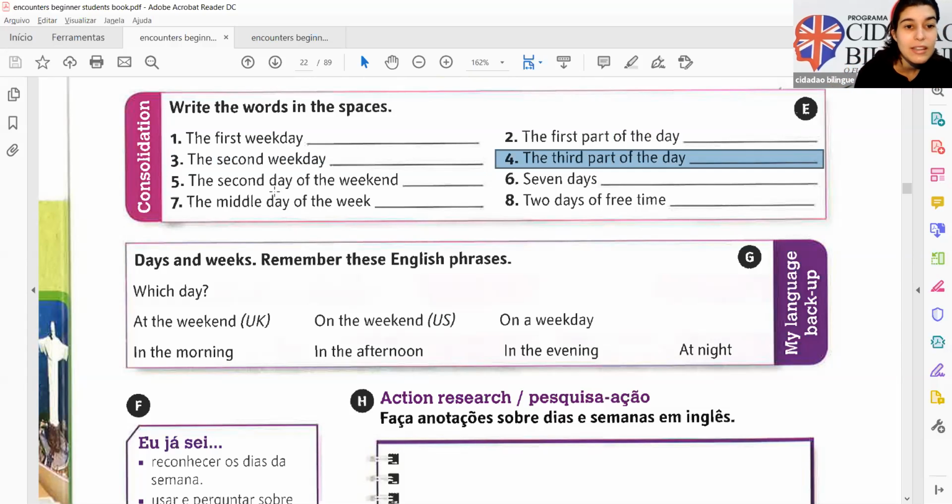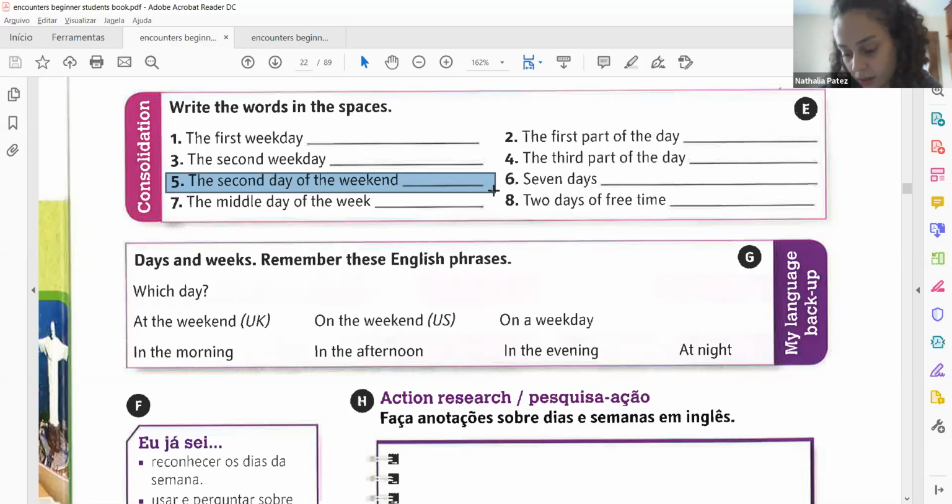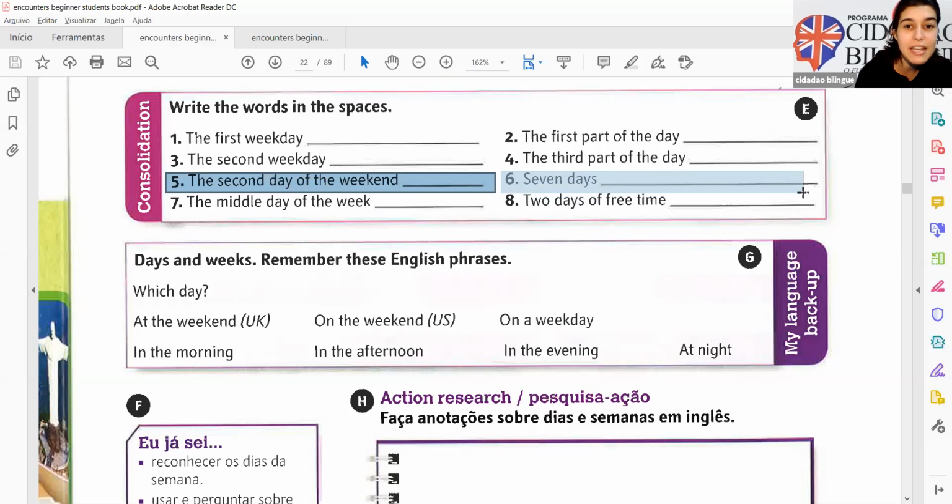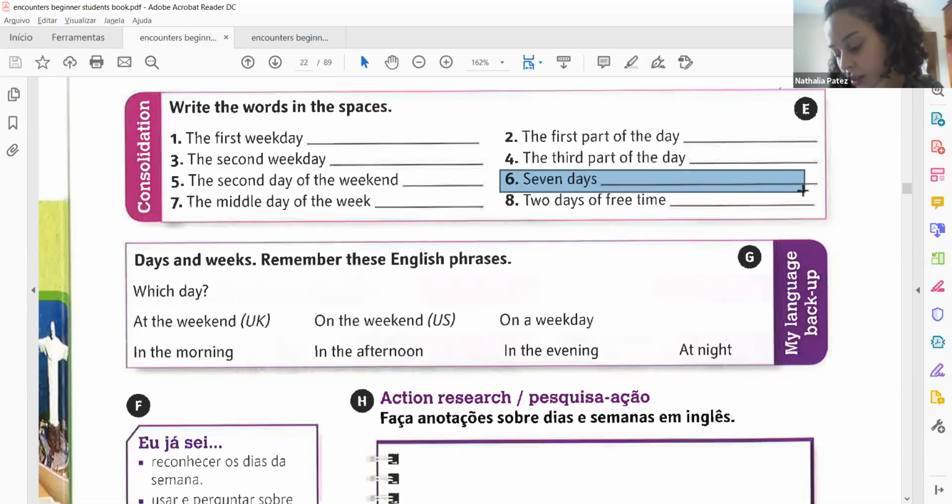Okay. The second day of the weekend. Sunday. Very good. The second day of the weekend, it's Sunday. Seven days. What are seven days? Saturday. Sunday. Não, o que são 7 dias? Ah, são uma semana. A week. Very good, Giovanna.